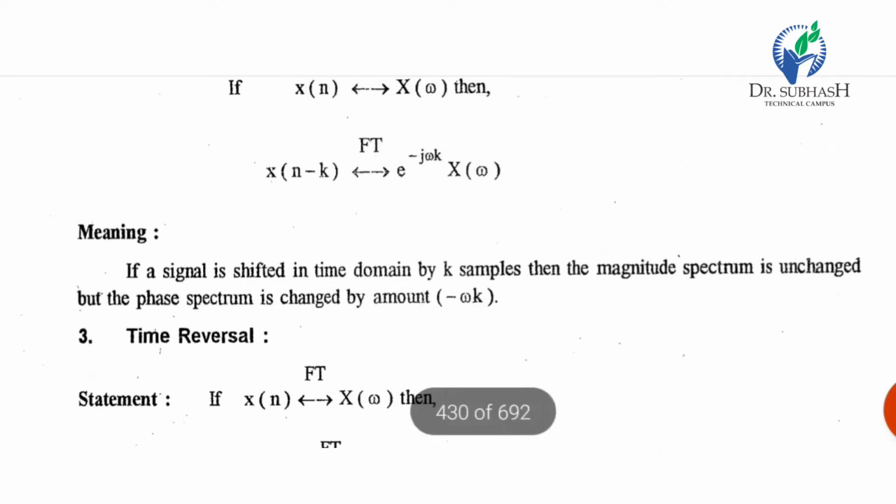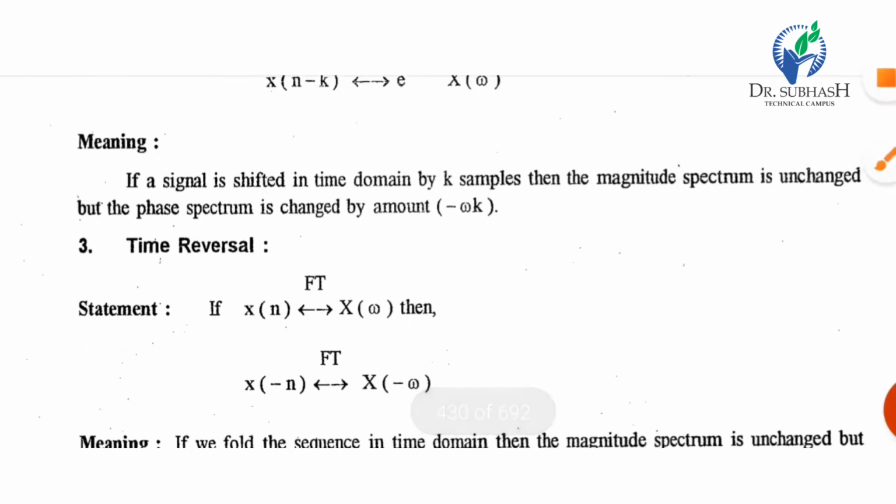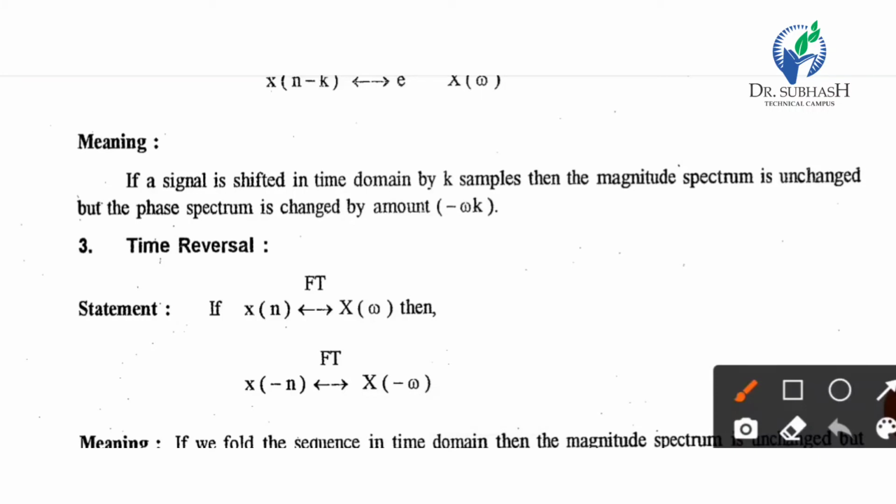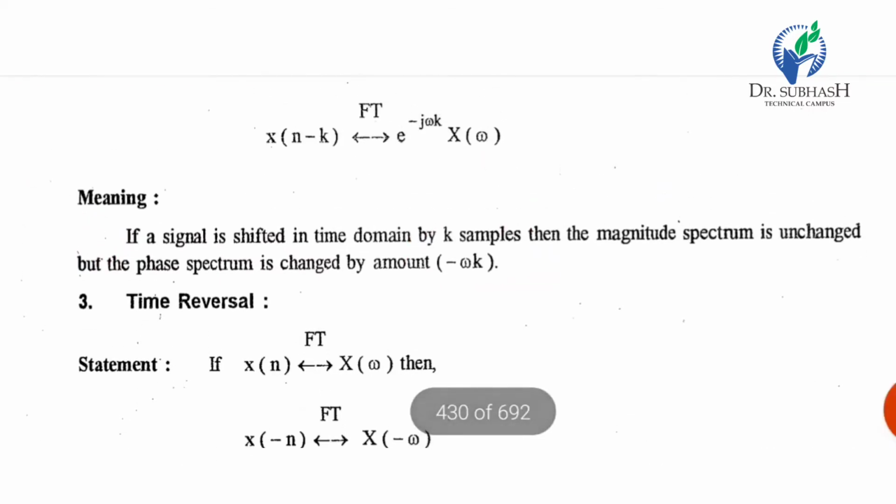So the meaning of the time shifting property is, if a signal is shifted in the time domain by k samples, then the magnitude spectrum is unchanged, but the phase spectrum is changed by the amount -ωk. So e^(-jωk) is the phase term and X(ω) is the magnitude spectrum.